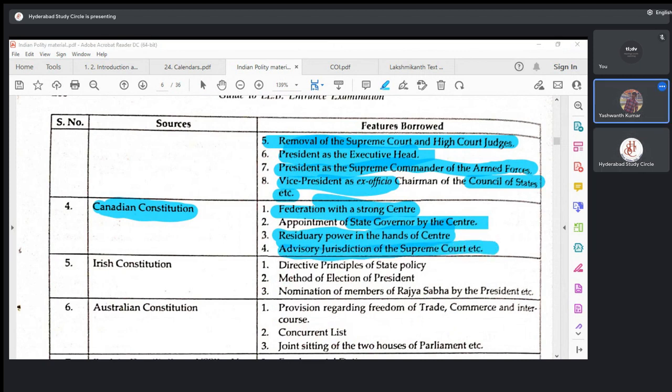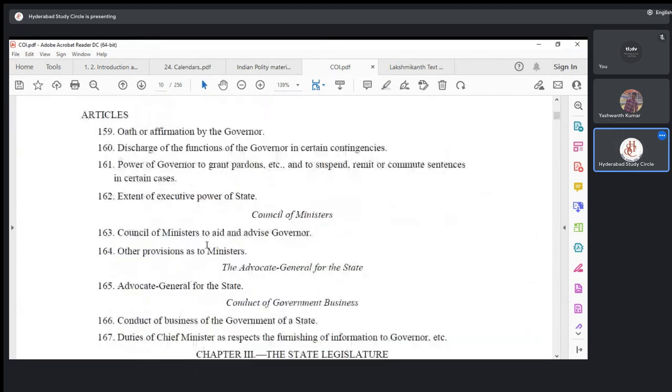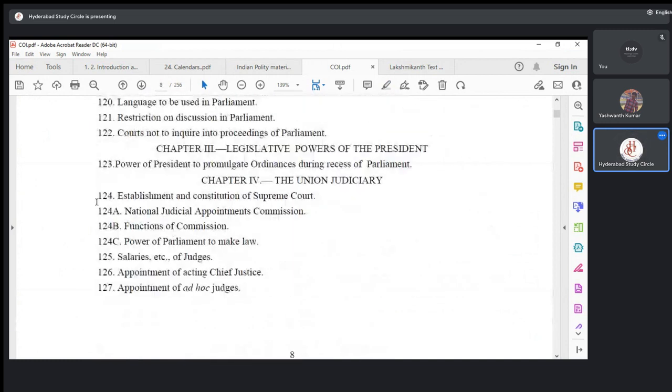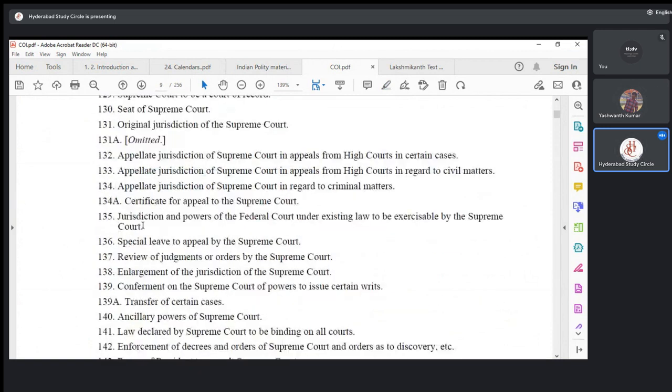Okay, and what have we taken from something else? Advisory jurisdiction of the Supreme Court. What is the article number? They all will come in examination. The Supreme Court articles start from article number 124. Okay.